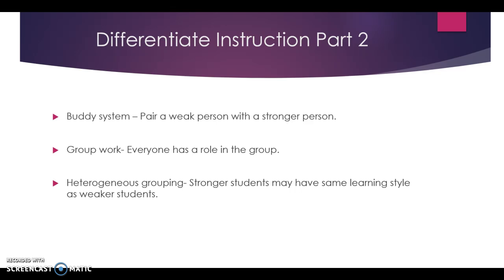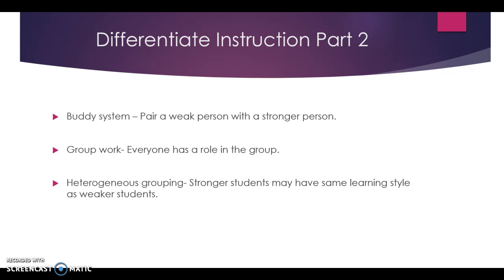Group work. I find that group work is very good when you give a project or when you're trying to get students to learn a new lesson, especially in history or science. Grouping students allows each person in the group to have a role. You have roles such as the leader who oversees. You have a timekeeper who makes sure that everybody's on task and everything is running according to the schedule. Then you have a scribe.